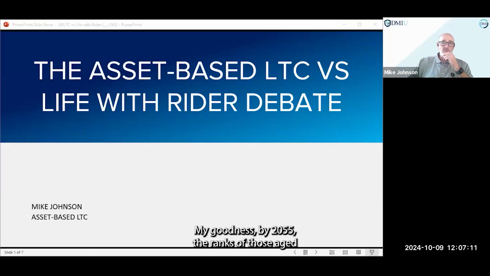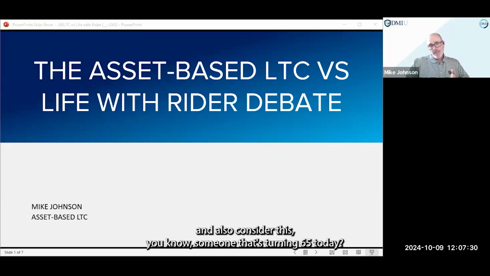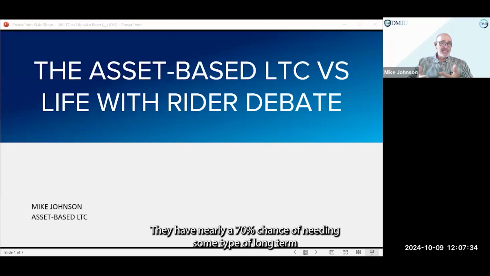My goodness, by 2055, the ranks of those age 85 and up will swell up to almost 18 million. So with all of that growth, it's certain to lead to a significant increase in the number of people who will need long-term care planning. And also consider this, someone that's turning 65 today has nearly a 70% chance of needing some type of long-term care services and support during their life.